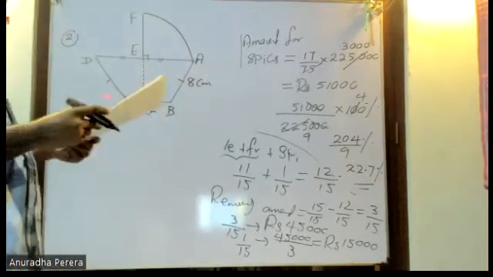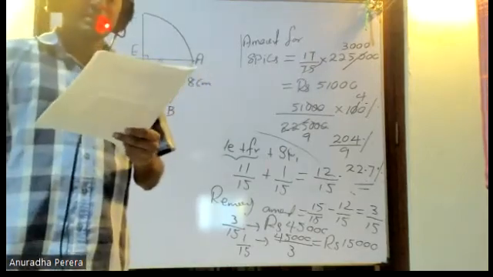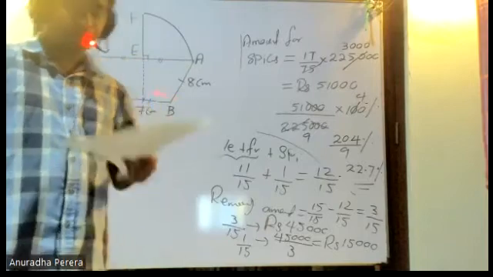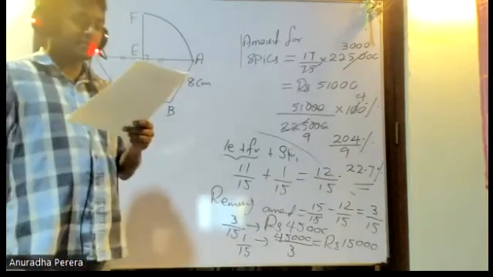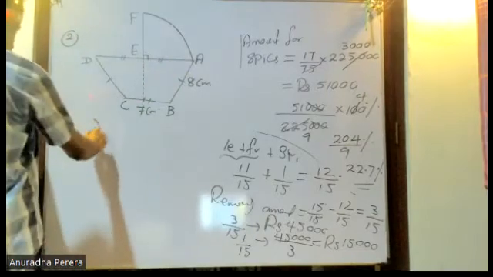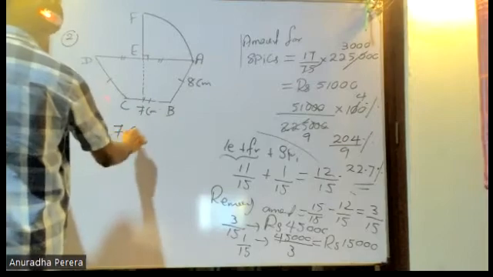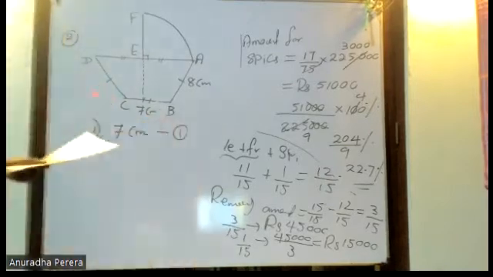The figure shows a wall hanging consisting of a sector of a circle and a trapezium. What is the radius of the portion which is a sector of a circle? Yes, the radius is 7 cm. 1 mark for this answer. Directly you can write it as 7 cm.